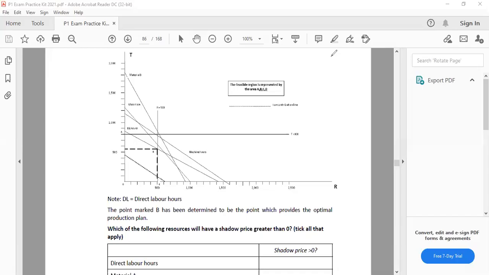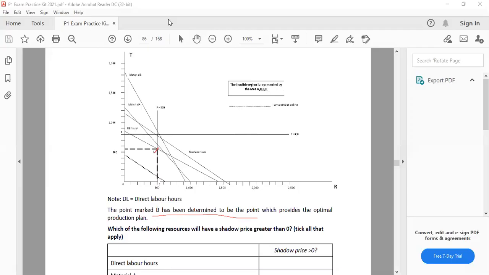So which one among these 4 is the solution? Whichever point satisfies the objective function. If it is maximization, whichever point gives the maximum will be the solution. The question says the point B marked has been determined to be the point which provides the optimal. So the answer is also given. The optimal point is at B.